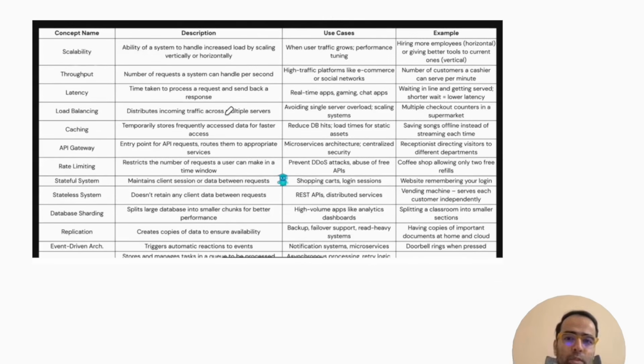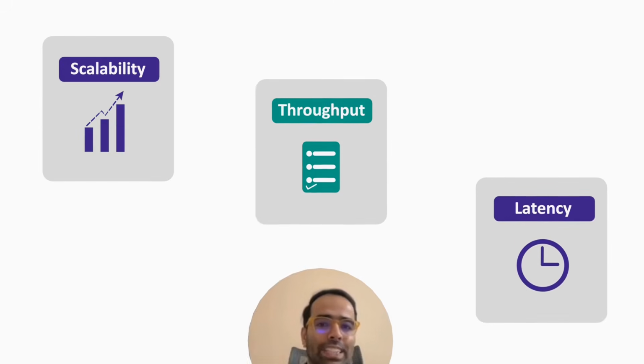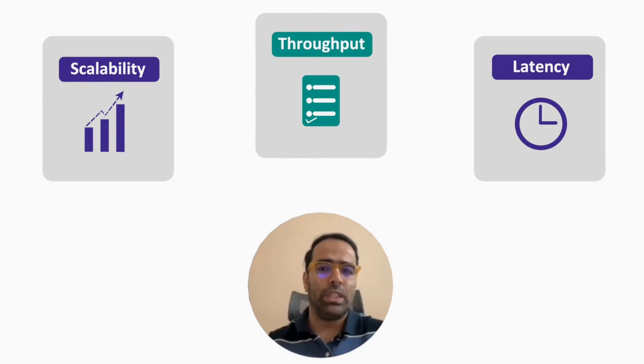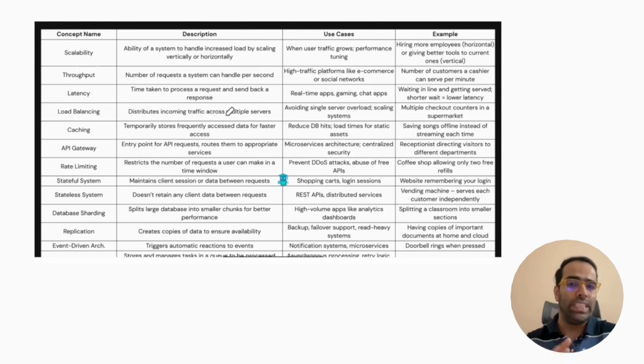Hi guys, welcome to this video. In this video, I want to discuss high level terms which are often used under the system design umbrella, right? Whenever you are talking about system design, you will be talking about terms like scalability, throughput, latency. This is the video I want to cover first, because if you are a complete beginner, you should be aware of the basics of each term.